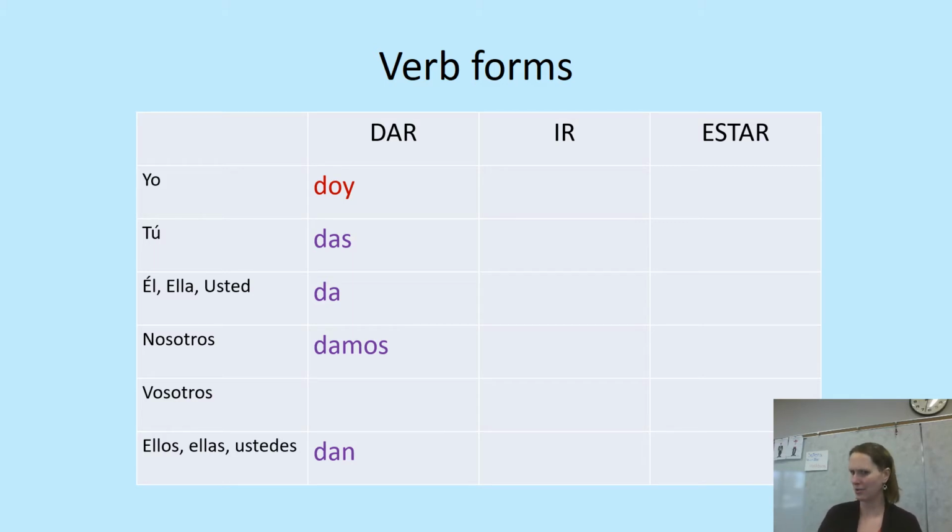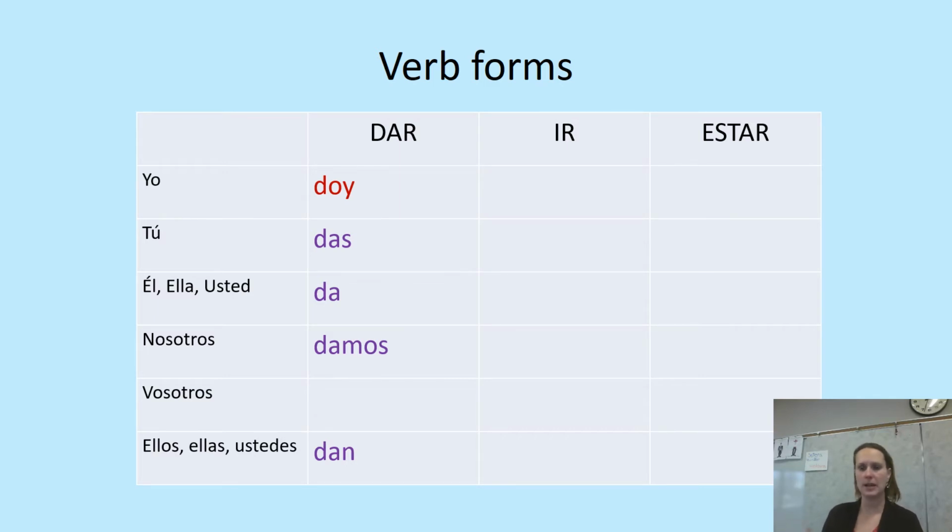The te there is the you in that sentence, and we'll talk more about that in another chapter as well. But yo te doy el cuaderno. I give you the notebook. The tú form is das. Da is the él/ella/usted form, and the example that we're seeing the most often in this chapter is to say something like el profesor da el examen. The teacher gives the test. And that's in the he or she form.